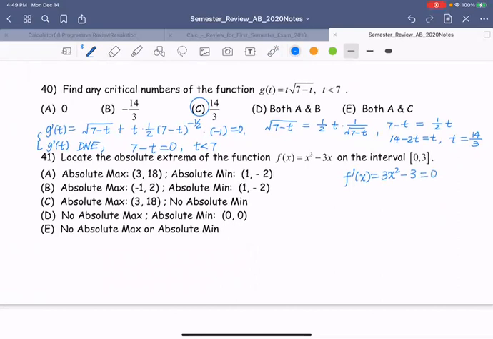Make equal 0. So x is positive 1 or negative 1, right? But you want to be careful because you want to check. If you want to get the min or max, you have to check your second derivative, right? And this gives you a 6x. When x equals 1, that is positive, right? Yeah, it's positive, so it's going to be concave up, right?